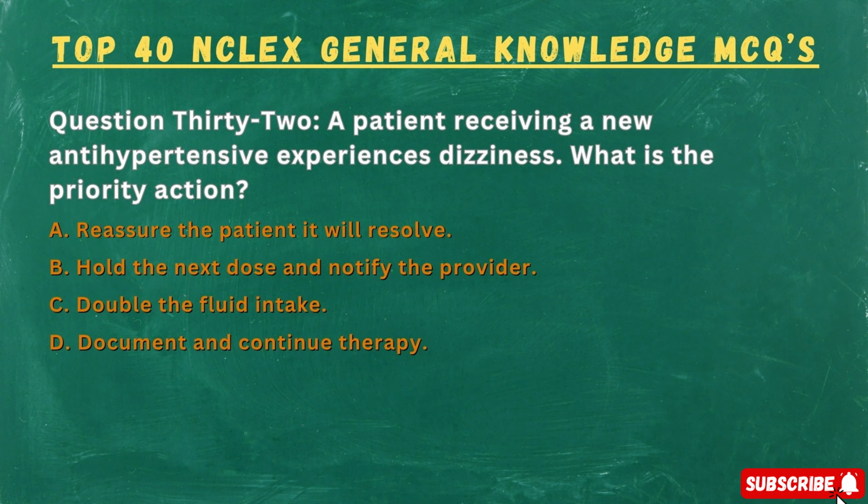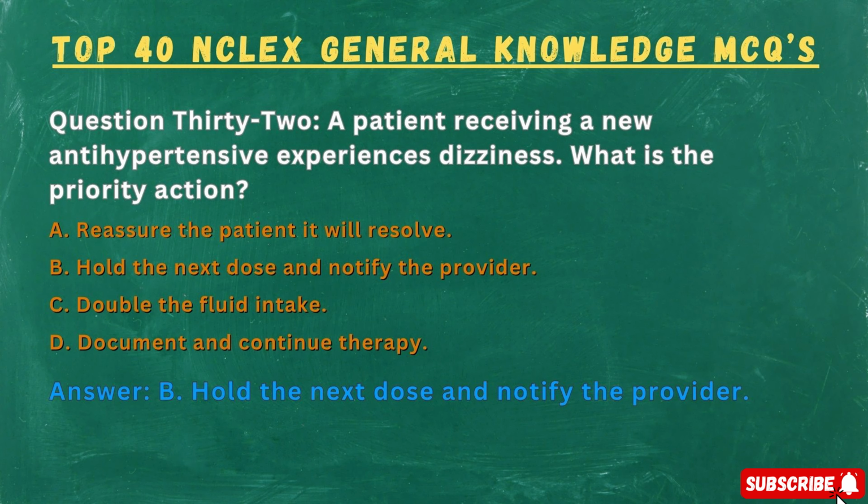Question 32. A patient receiving a new antihypertensive experiences dizziness. What is the priority action? A. Reassure the patient it will resolve. B. Hold the next dose and notify the provider. C. Double the fluid intake. D. Document and continue therapy. Answer: B. Hold the next dose and notify the provider.